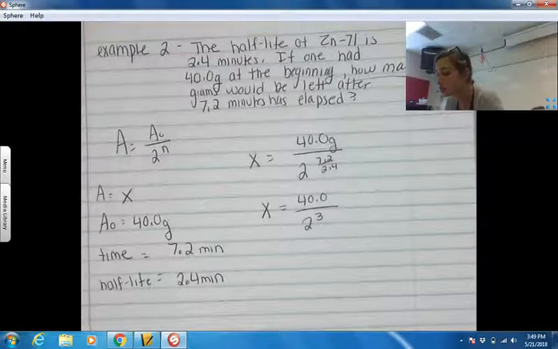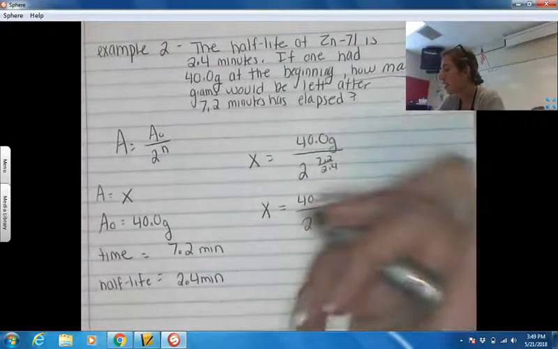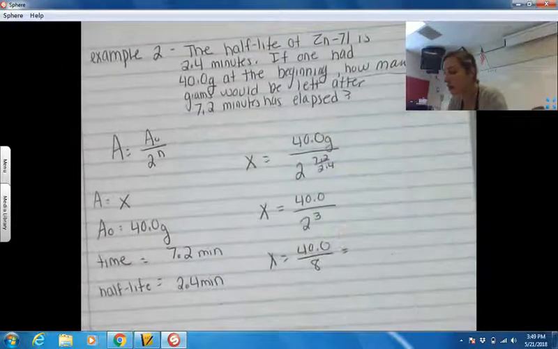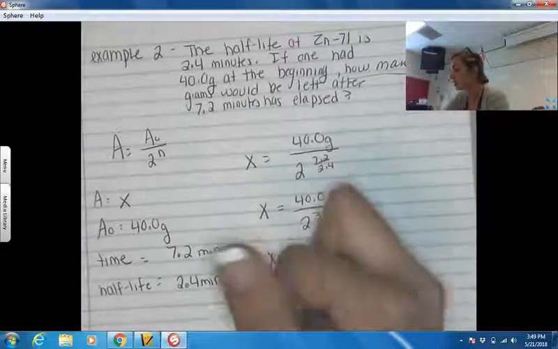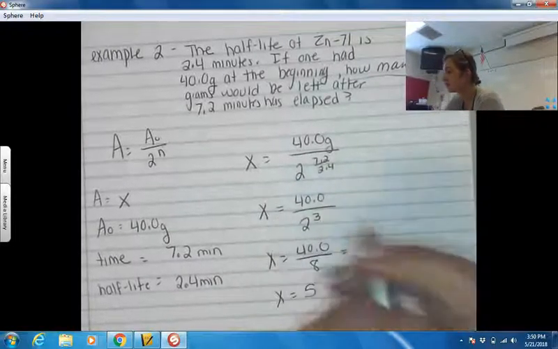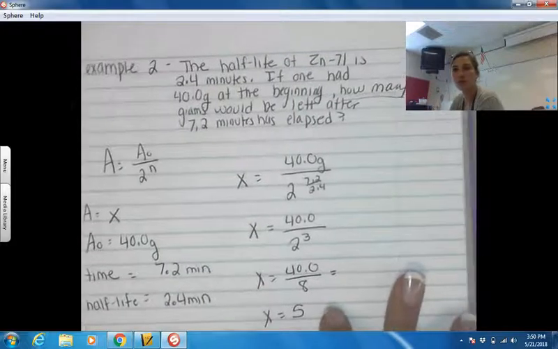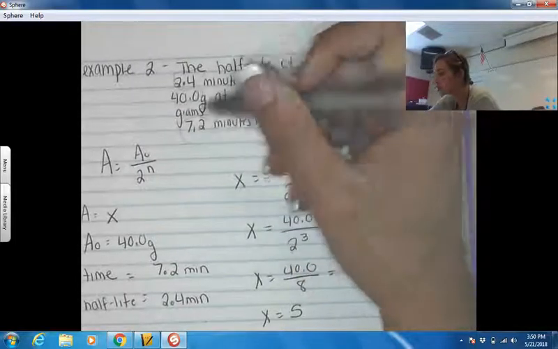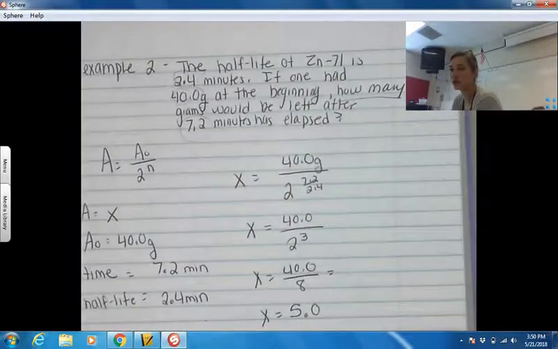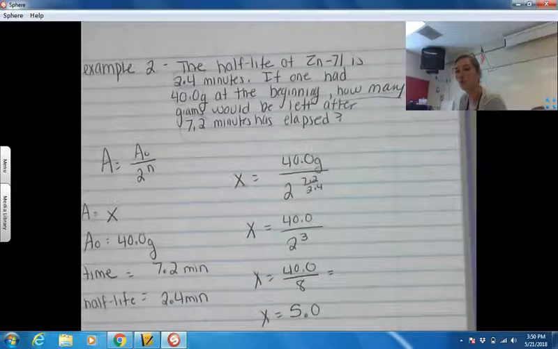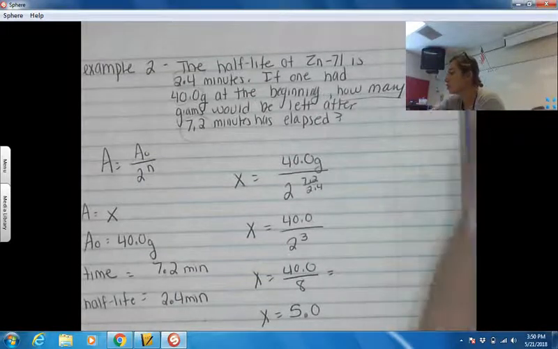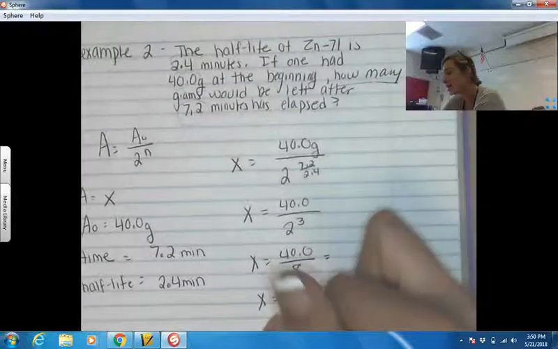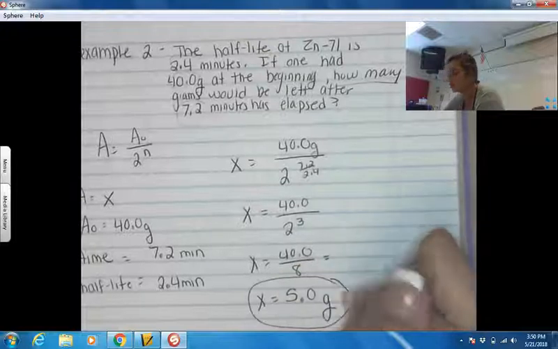So I'm going to do 2 raised to the third, and that's going to come out to 40 over 8. And then I'm going to do 40 divided by 8 in order to get x is equal to 5. Now again, if we look at all the numbers given to us in the problem, we have 2 sig figs, 3 sig figs, 2 sig figs, so we want 5.0. We always want to go back and figure out, well, what does this number mean? So the question asks for how many grams would be left over, so that means that our x has to be units of grams. So that's our final answer.